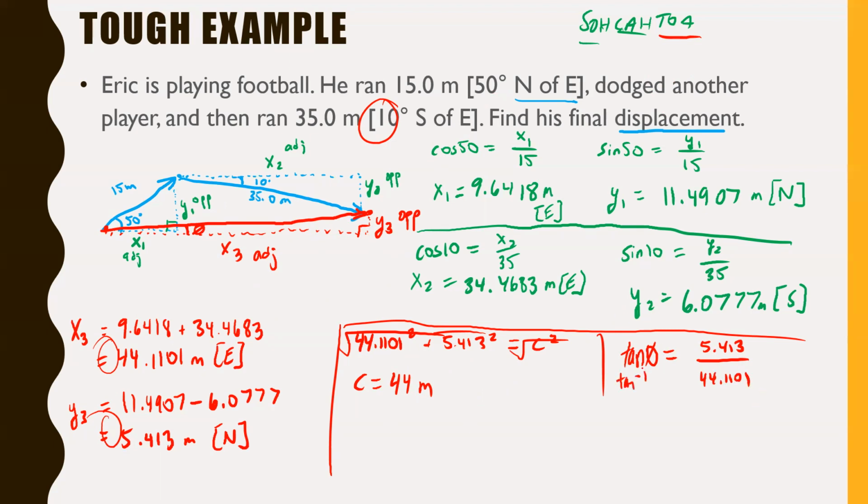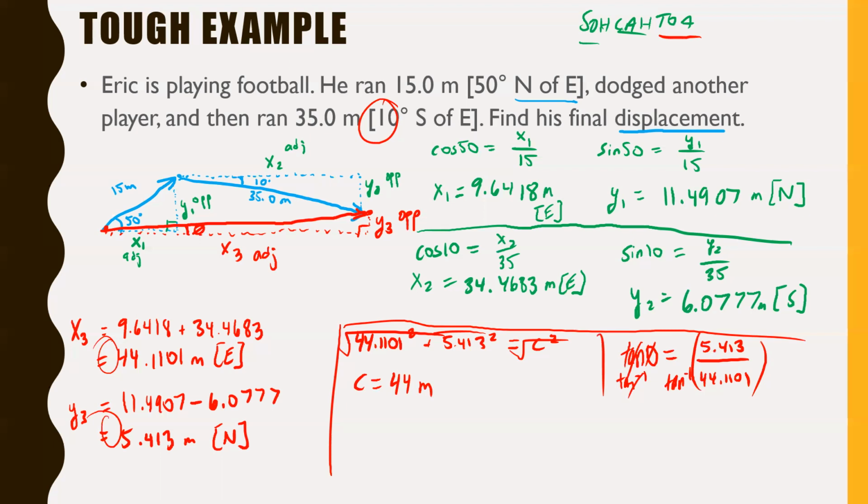So take inverse tan of both sides, inverse tan of this whole fraction right here. I don't know what the answer is going to be. We'll find out in a second. As I'm typing this in, I'll just tell you, I bet it's going to be a pretty small angle because that does not look like a very big angle at all.